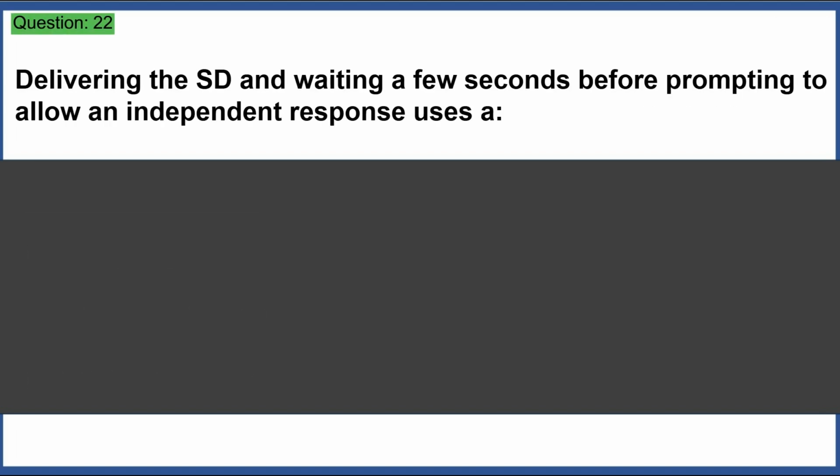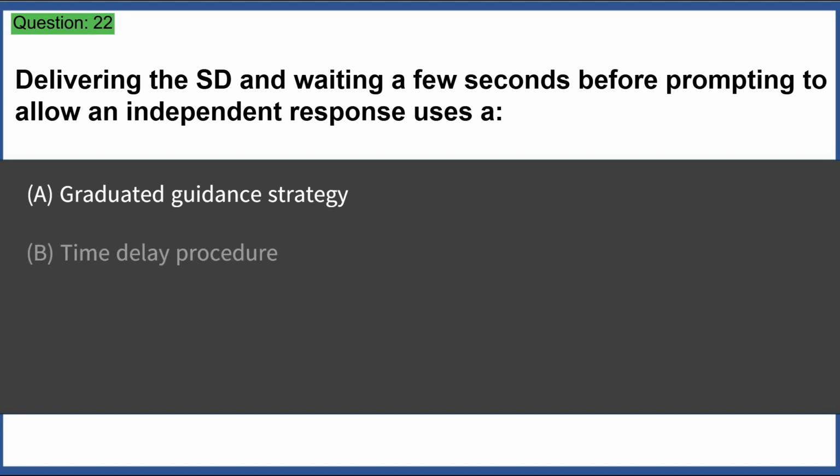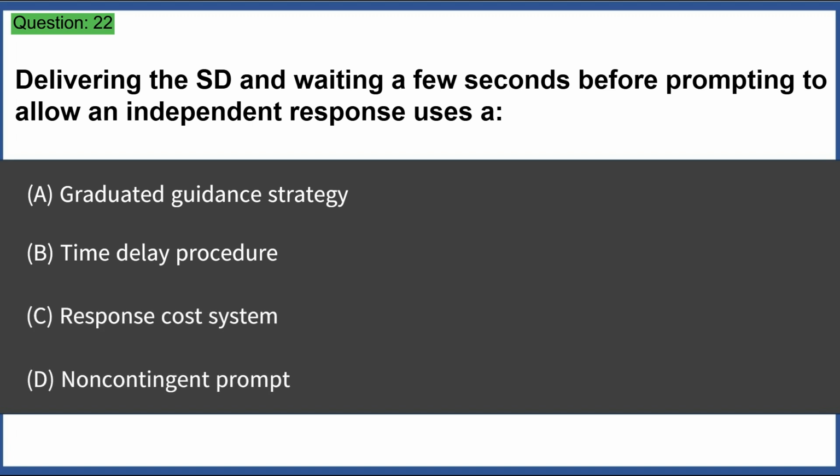Delivering the SD and waiting a few seconds before prompting to allow an independent response uses A. Graduated guidance strategy. B. Time delay procedure. C. Response cost system. D. Non-contingent prompt. Answer B. Systematic delay to evoke independence.